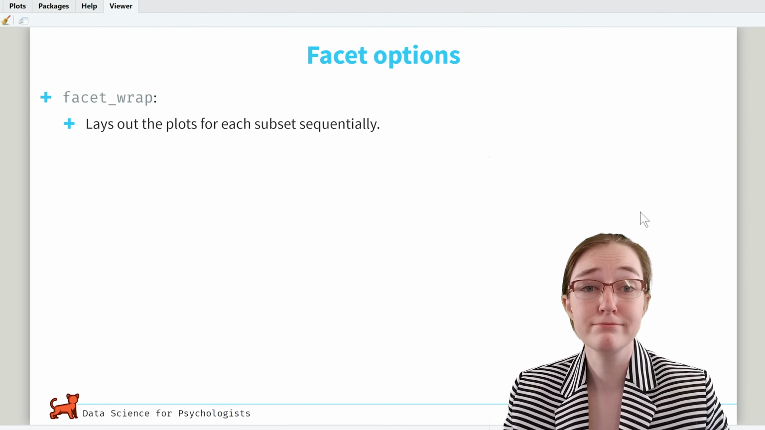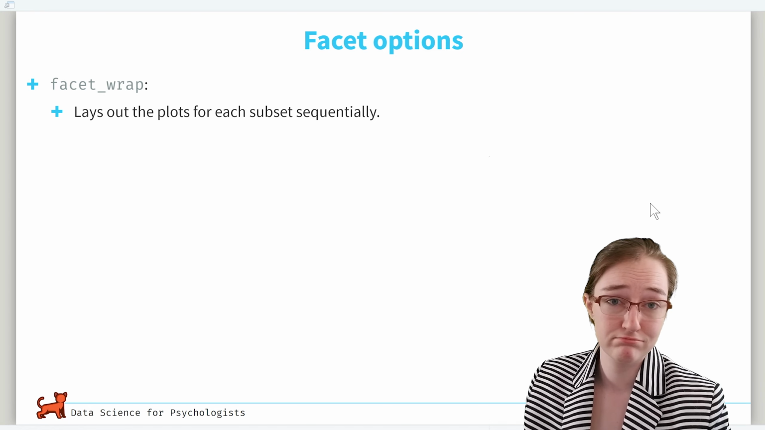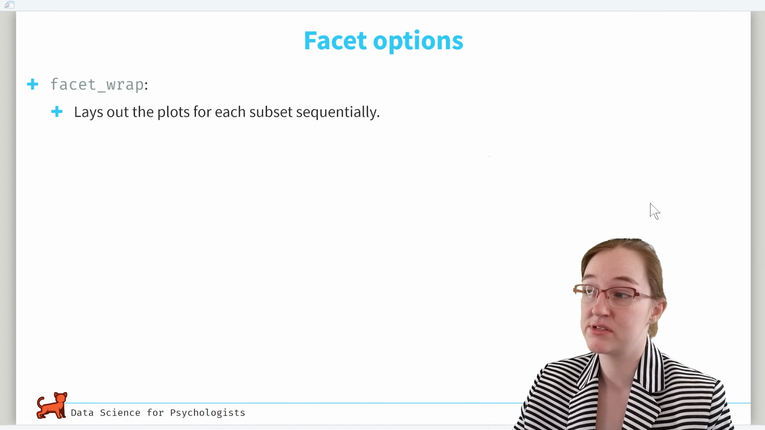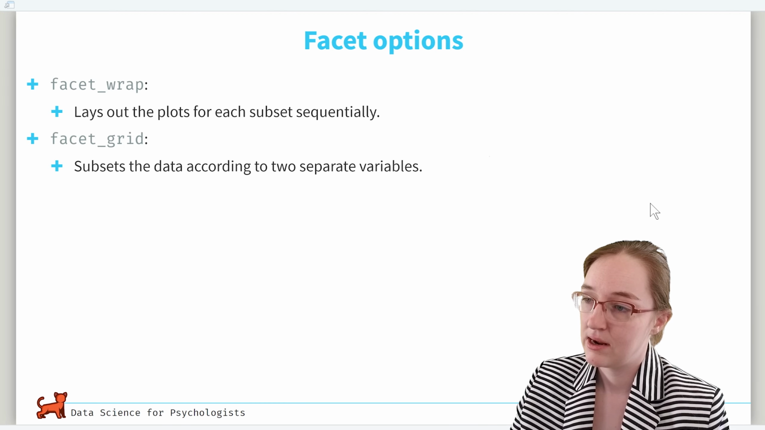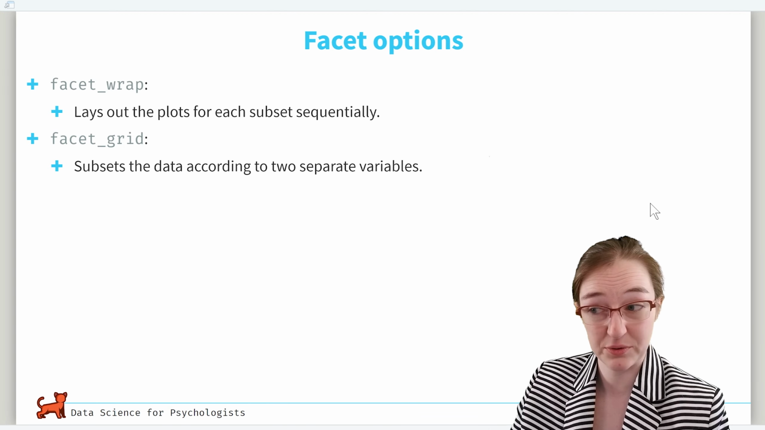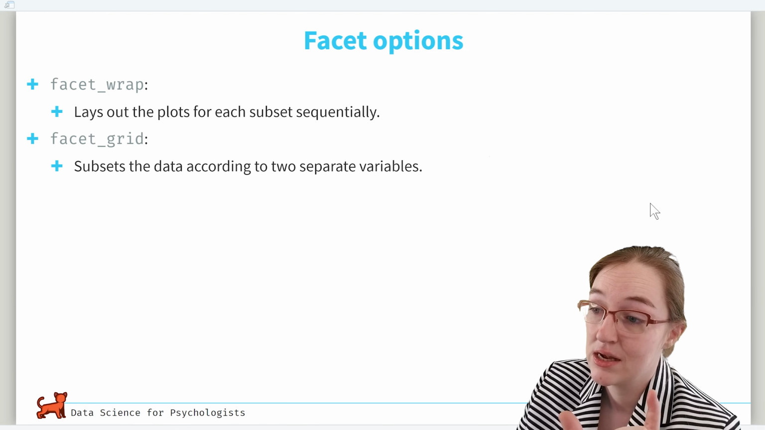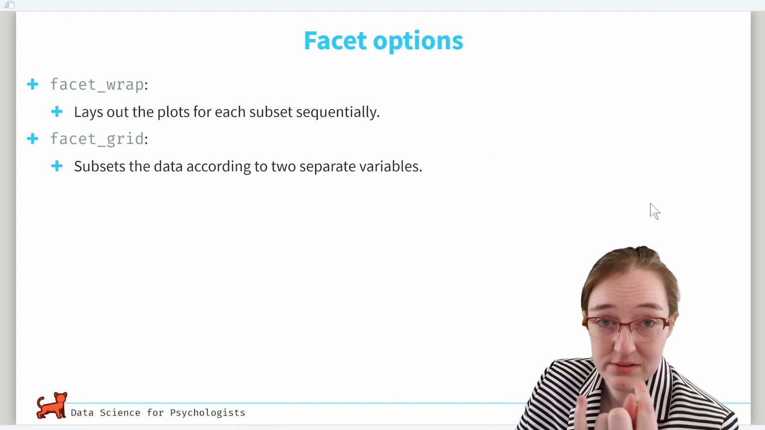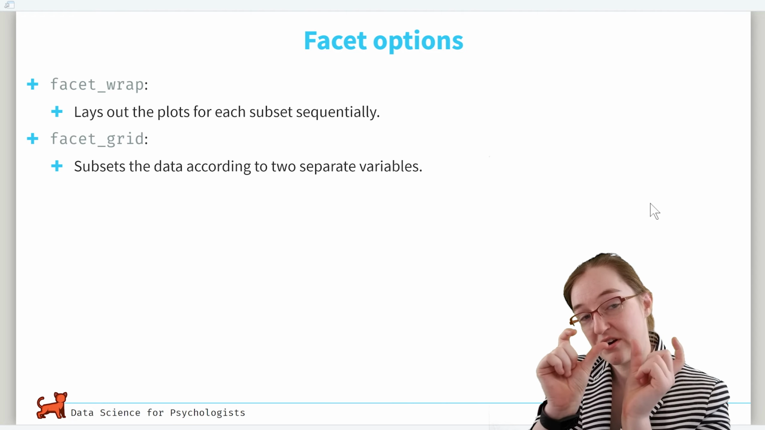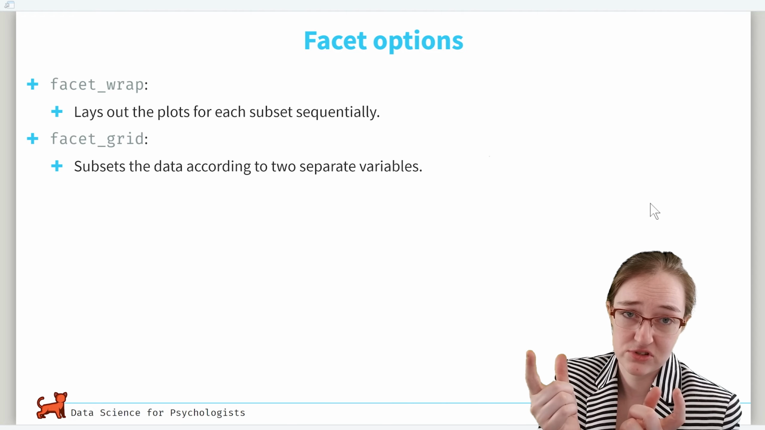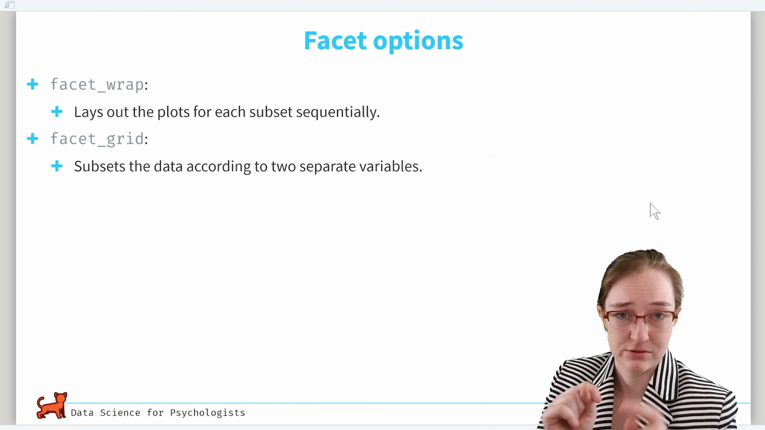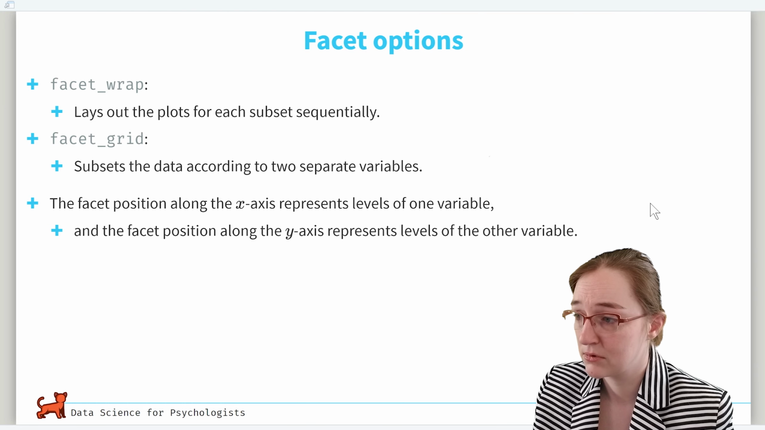Cool. So yeah, facets. When you use facet wrap, it lays out the plots for each subset sequentially, versus facet grid, which subsets the data in accordance with two separate variables. So if you've got two groupings, it's 2 by 2. So 4. It's great.